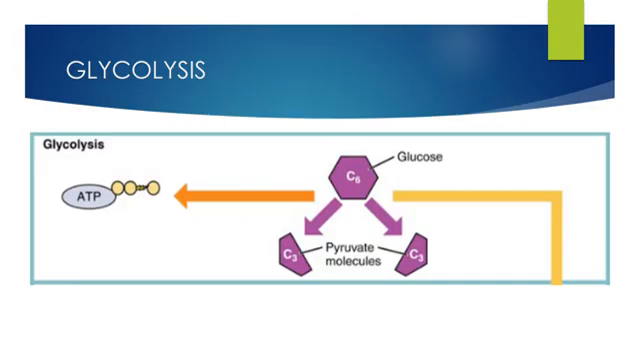In the process of glycolysis, 2 ATP molecules are consumed and 4 are produced. This results in a net gain of 2 ATP molecules produced for every sugar molecule broken down through glycolysis. This is where the similarities between aerobic and anaerobic respiration end.